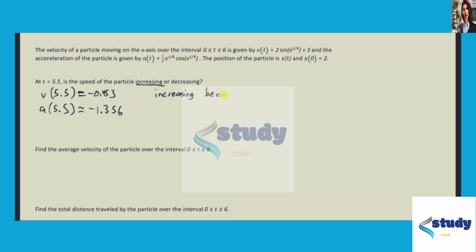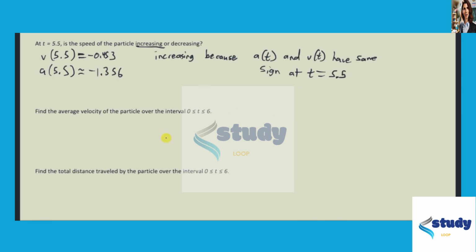So it's increasing because the acceleration function a(t) and v(t) have the same sign at t = 5.5. Okay, next we want to find the average velocity of the particle over that interval from t = 0 to 6, between those times.